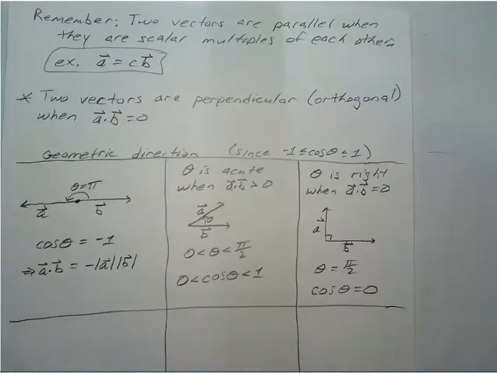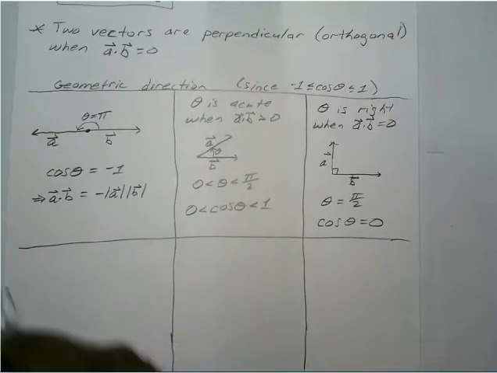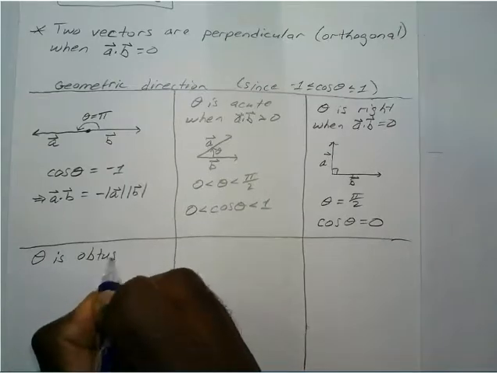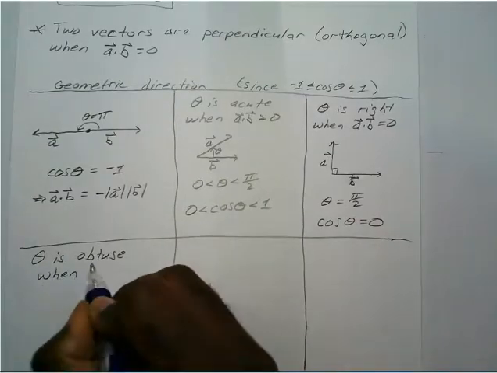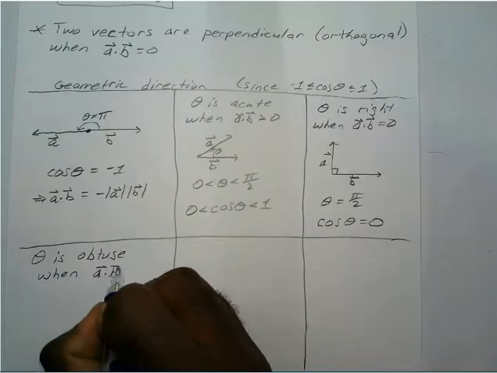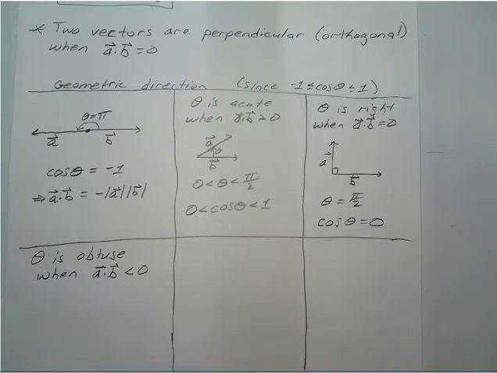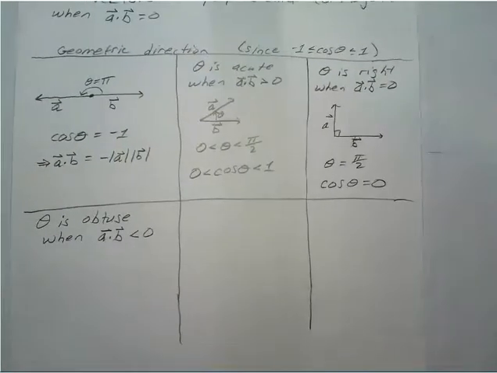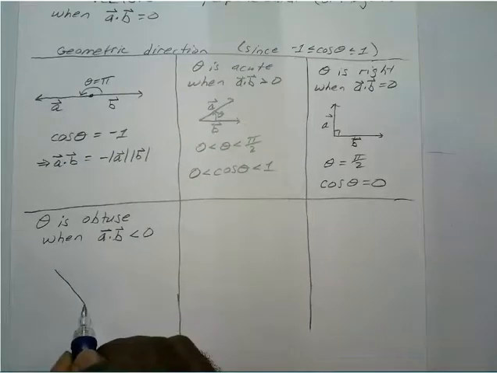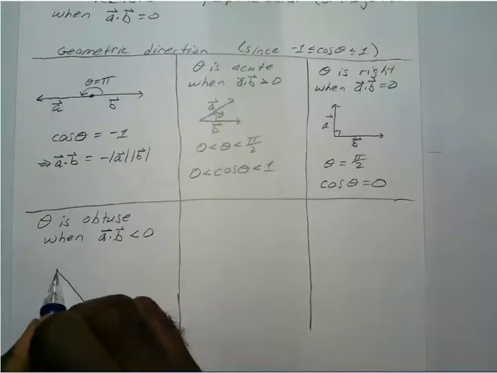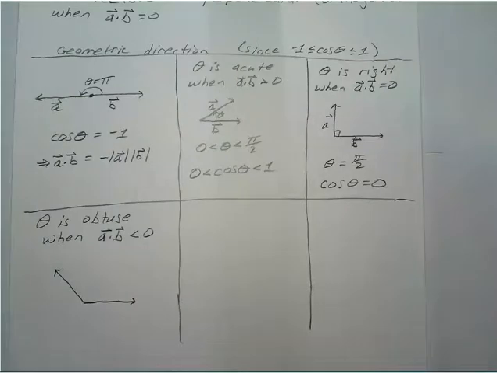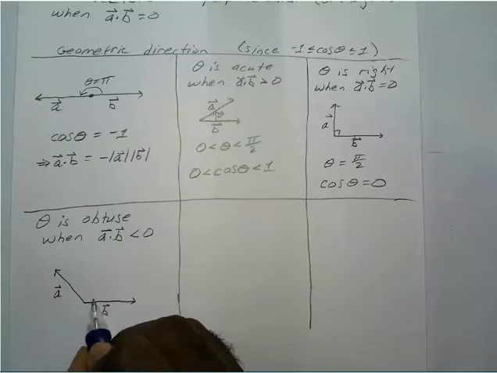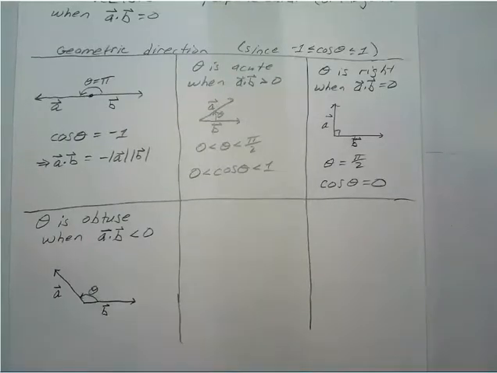All right. So what if theta is obtuse? So theta is an obtuse angle when the dot product of the a and b vector is less than 0. Okay, why is that? Because we have a sample obtuse angle, which is larger than 90 degrees, but less than 180. We have our a vector, we have our b vector, and we have our obtuse theta.